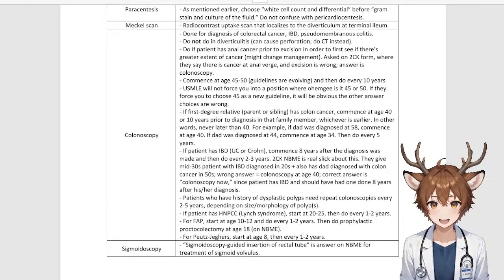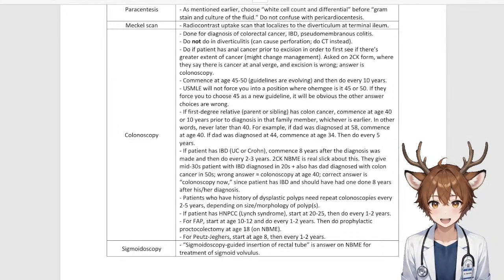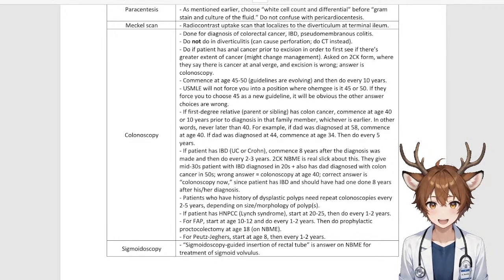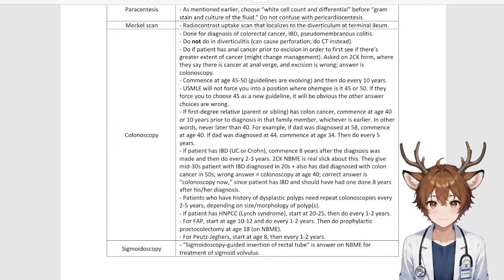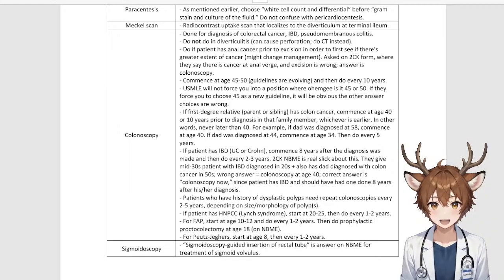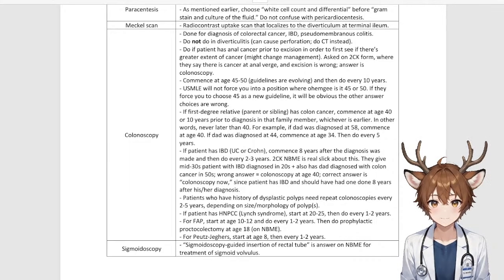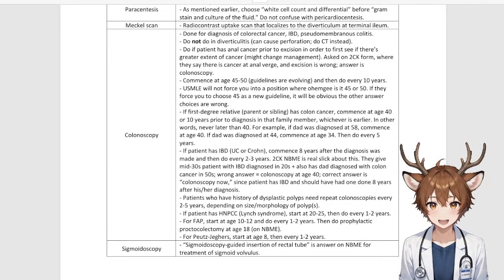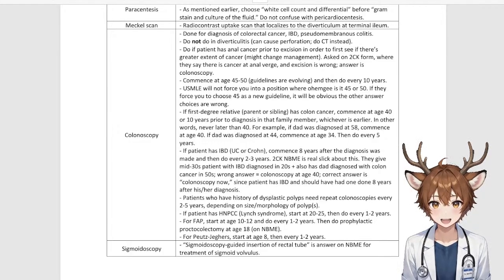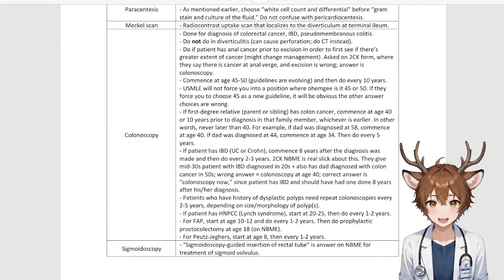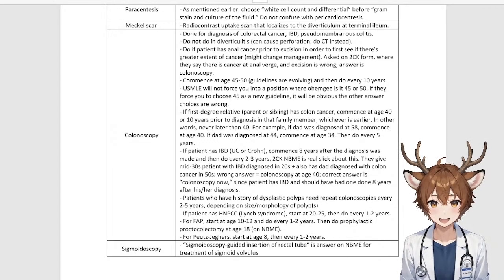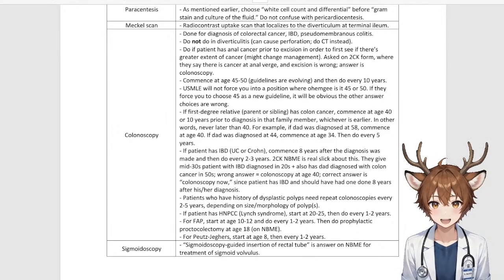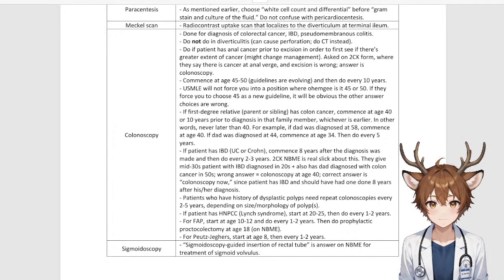Patients who have a history of dysplastic polyps need repeat colonoscopies every 2 to 5 years, depending on the size and morphology of the polyps. If the patient has HNPCC, which is Lynch syndrome, start at 20 to 25, then do every 1 to 2 years. For FAP, which I think is familial adenomatous polyposis, start at age 10 to 12 and do every 1 to 2 years, then do prophylactic proctocolectomy at the age of 18 on NBME. For Peutz-Jeghers syndrome, start at age 8, then every 1 to 2 years.